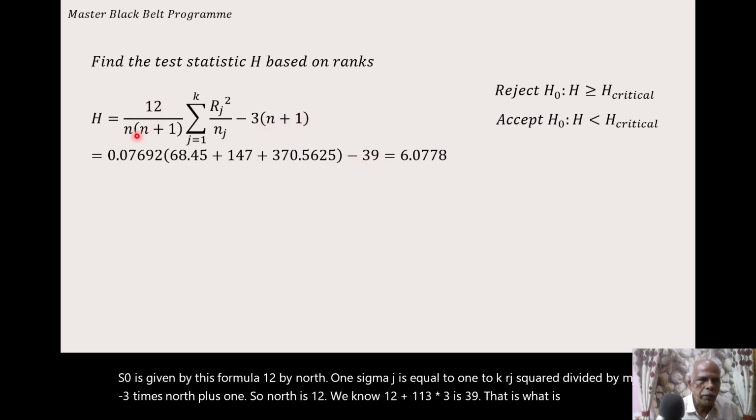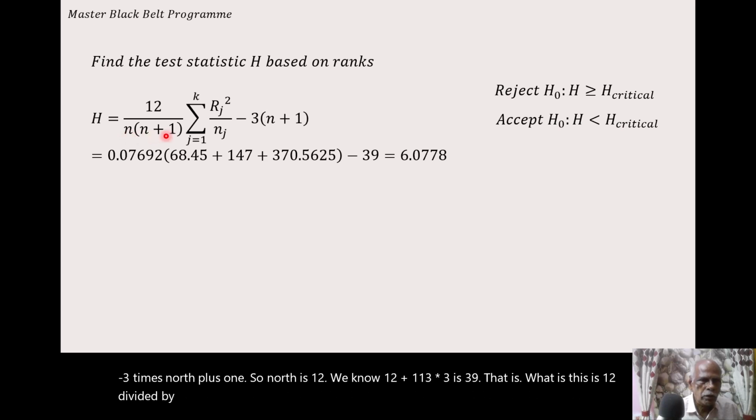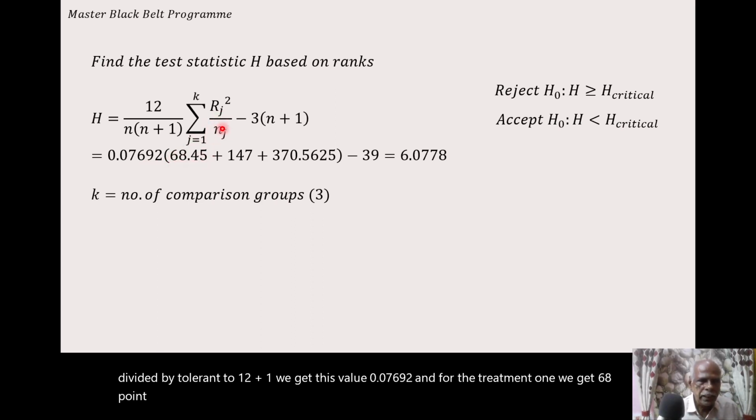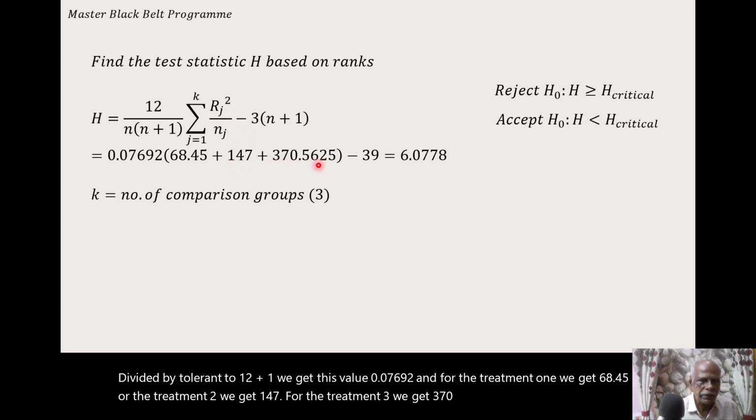This is 12 divided by 12 into 12 plus 1. We get this value 0.07692. And for treatment 1 we get 68.45. For treatment 2 we get 147. For treatment 3 we get 370.57.